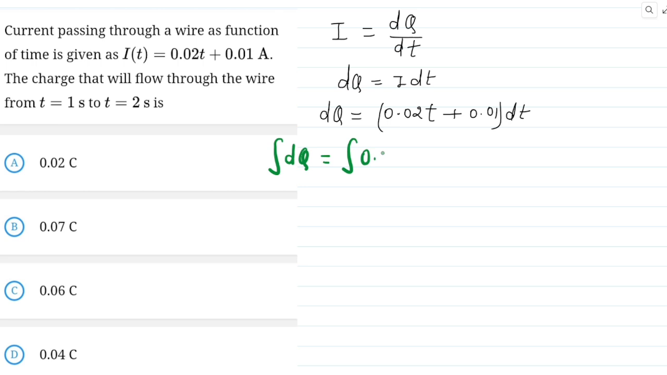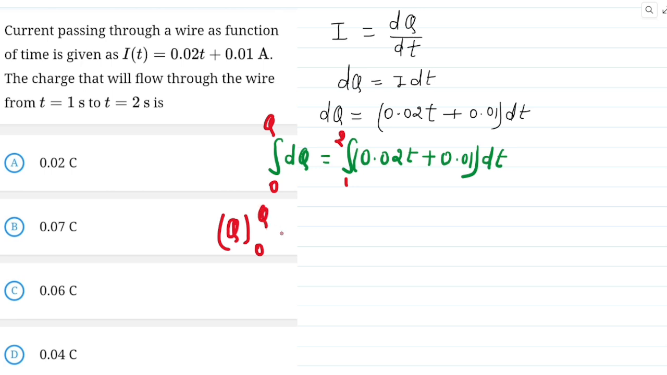0.02 t plus 0.01, the whole dt. Now here we have to put the limits: the limit on the left is 0 to q, and on the right it is 1 to 2. So what is the integration of dq? The integration of dq is q, and we put the limit 0 to q.